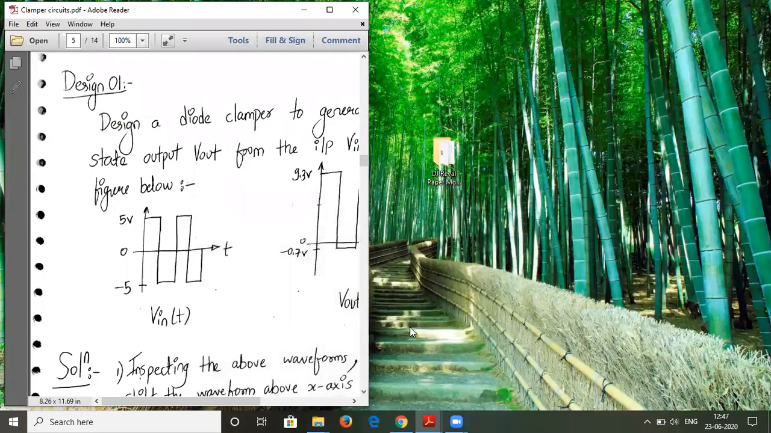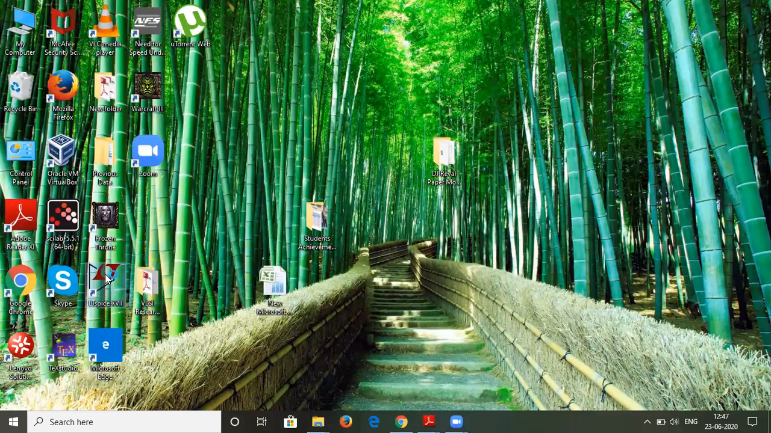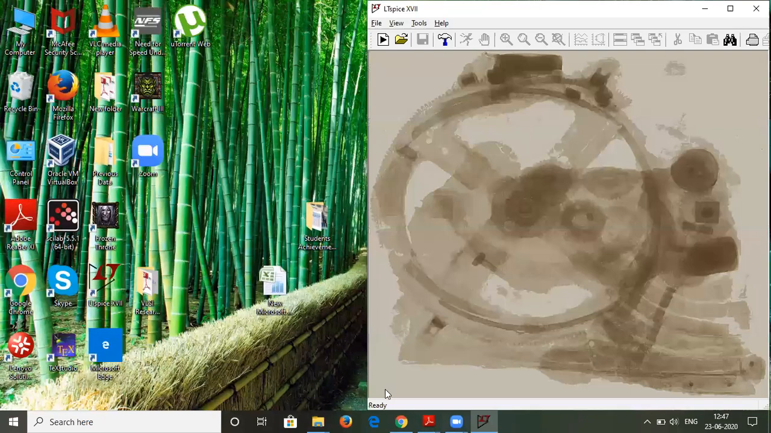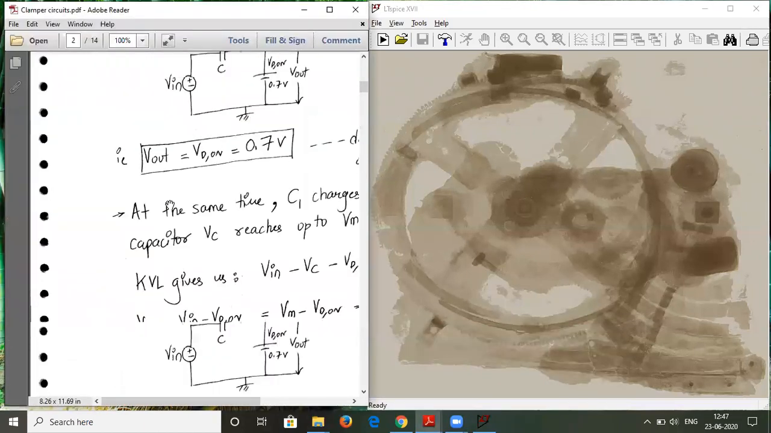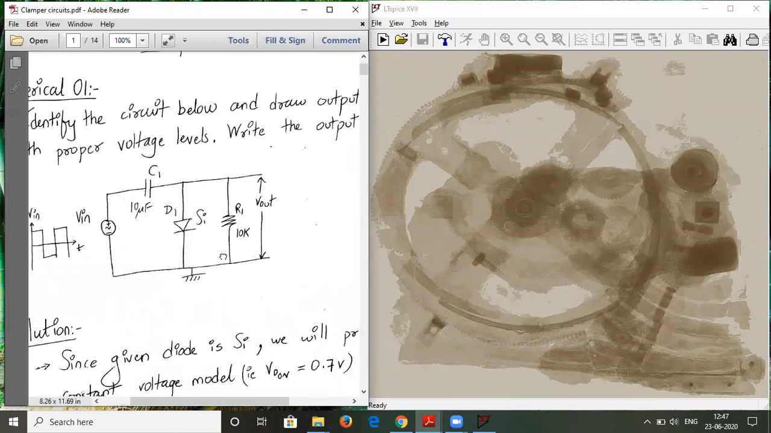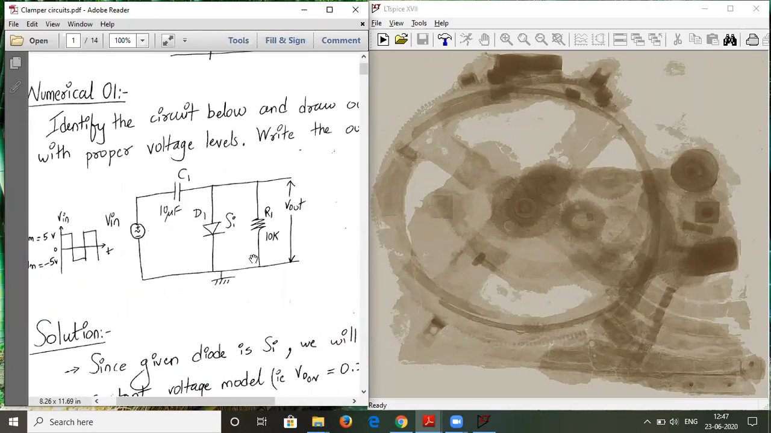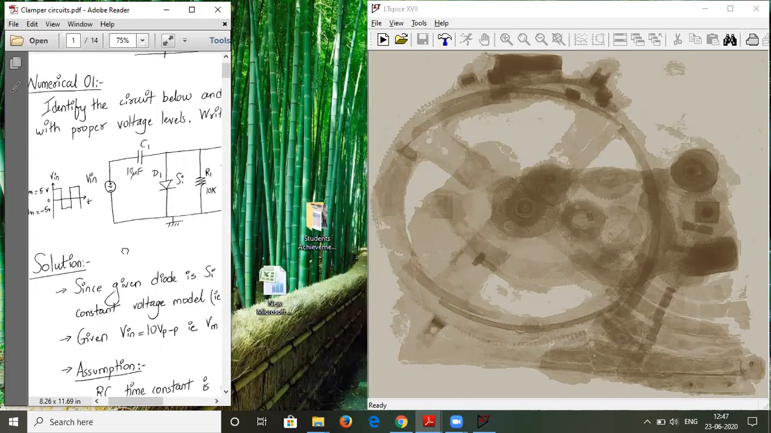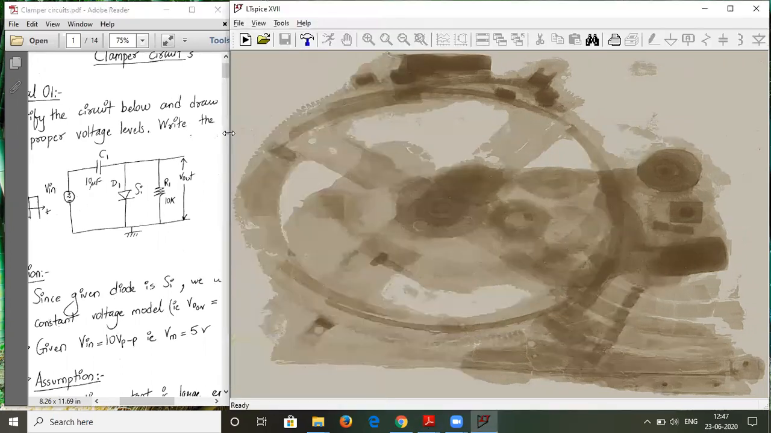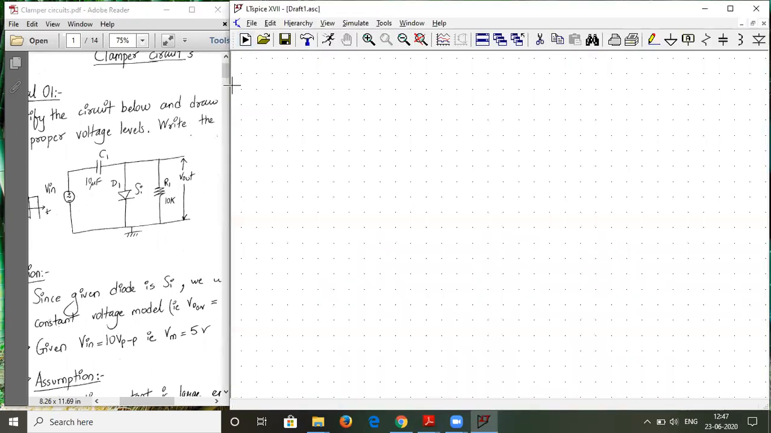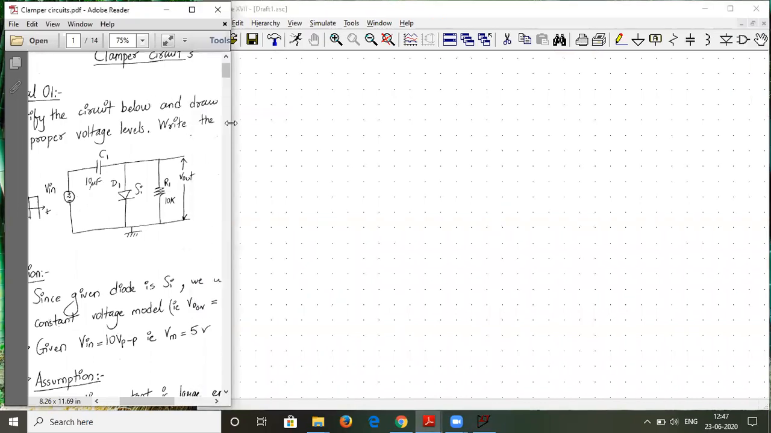Now let us quickly open up LT-Spice and start simulating the circuit. Okay, this is the clamper circuit which is given, and we have to simulate it in LT-Spice. Let us start doing it. Let me open a new schematic. I have to adjust this a little to this side. Yeah, now it is better.